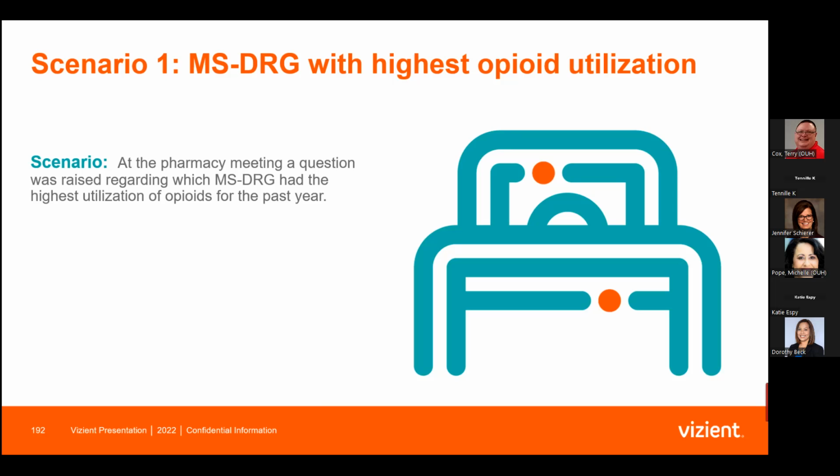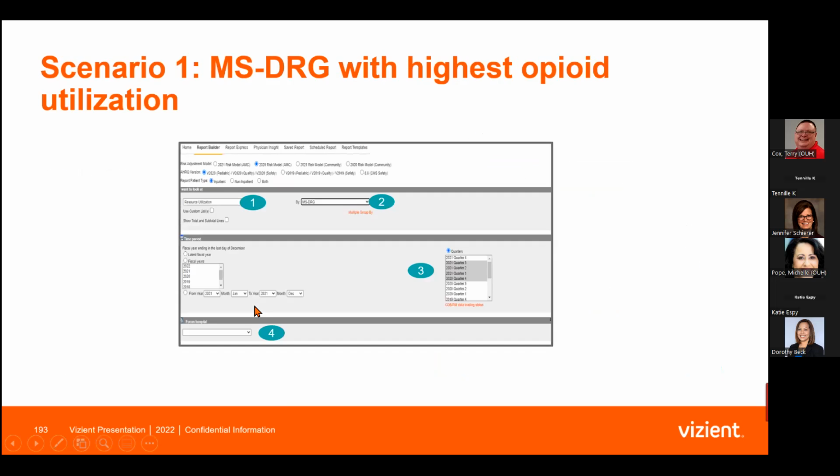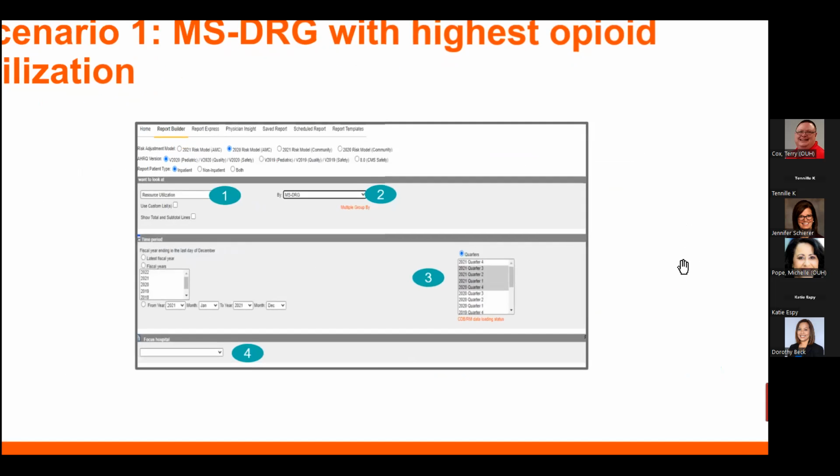So you're interested in the MSDRG with the highest opioid utilization? Should we do that? I can share, right? Who's sharing? I'm sharing. Okay. Do you want me to go into Builder or do we want to just do screenshots? Yeah, we can do screenshots. Is that okay?